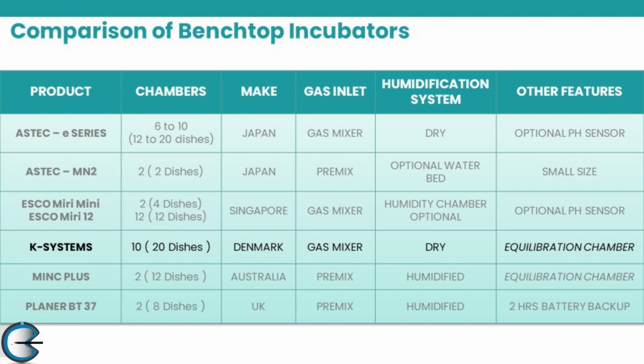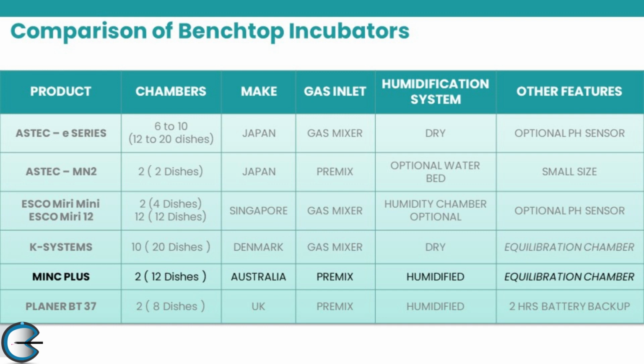So the total number of dishes you can culture is 20. It is made in Denmark. It has an inbuilt gas mixer. It is a dry kind of incubator, but the benefit is having an equilibration chamber with it, which can be used in case your box is under a sterilization cycle.